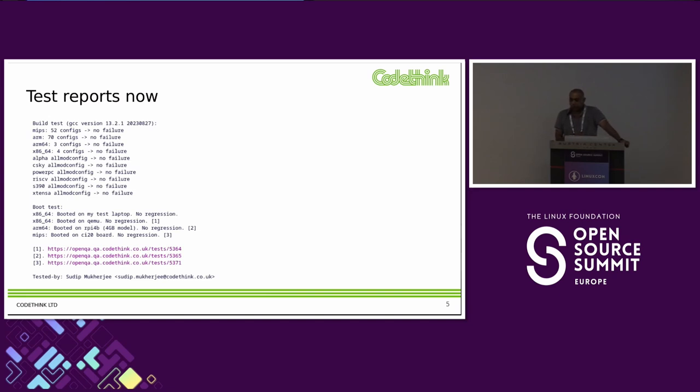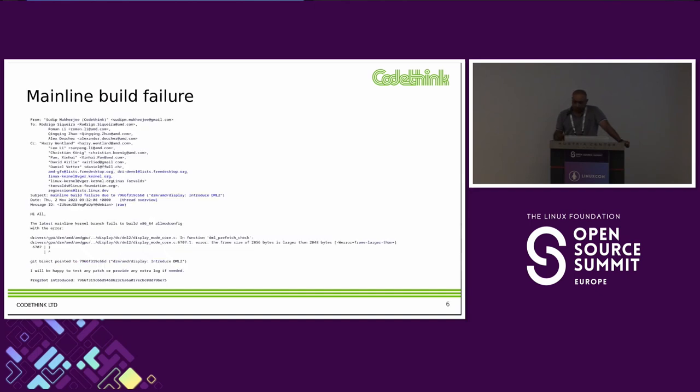And thanks to Codethink, I have access to multiple runners, which can cross-compile the kernel for multiple architectures. Some of those built kernels are then tested on real hardware, and also tested on QEMU. And then the test results are sent out. Now, this particular report was for an LTS kernel test. I also run the mainline kernel every night for build testing, and they are also tested on hardware. So this is one such build failure that we saw in the mainline kernel, and that was reported.